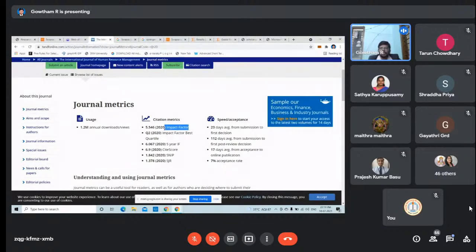See, the impact factor is 5.546. I think this journal is also indexed in Scopus, so it is in Q2. Yesterday, do you remember we talked about impact factor and 5-year impact factor? See, the 5-year impact factor is 6.600. Site score, SNIP, and we also discussed the SJR, SCImago Journal Rankings, all such things. So totally we have 1.2 million downloads and views. So this is with regard to the journal.